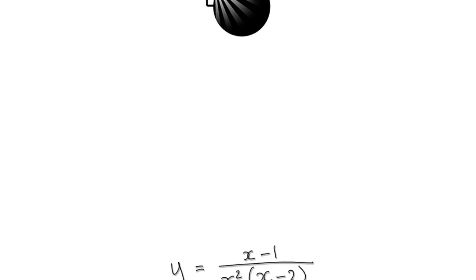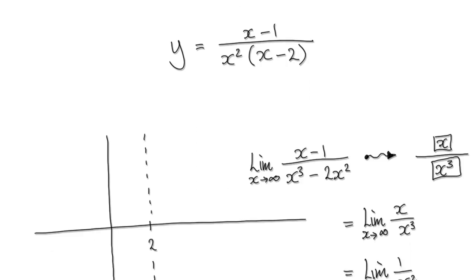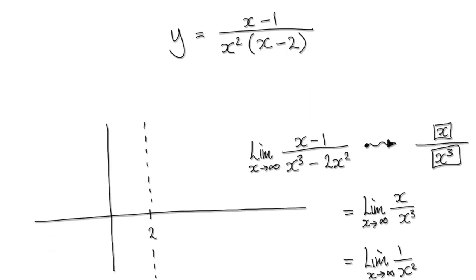Similar to the previous video, this time we're going to sketch this graph here. So we know it breaks down when x equals 0. So there's a vertical asymptote at x equals 0, and there's another vertical asymptote at x equals 2. We know that.